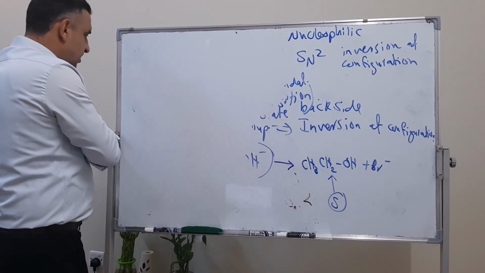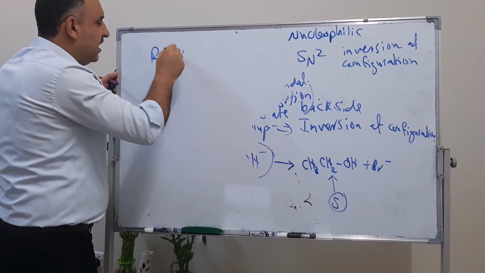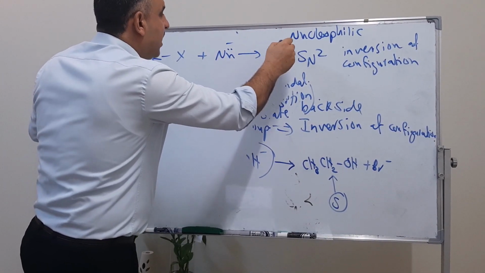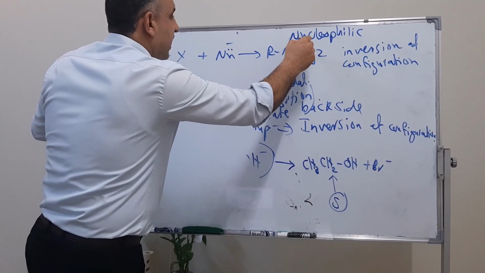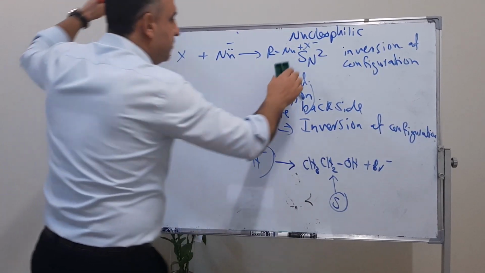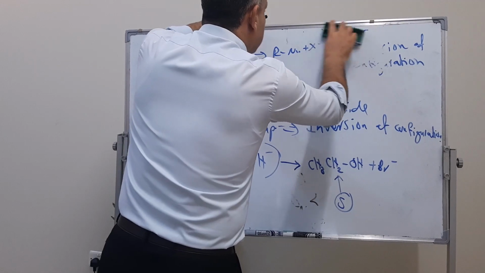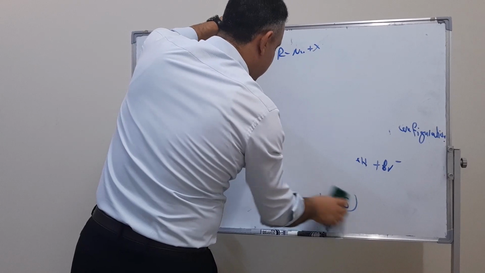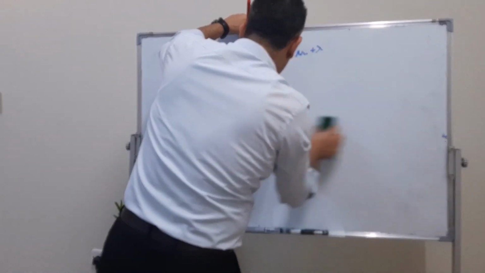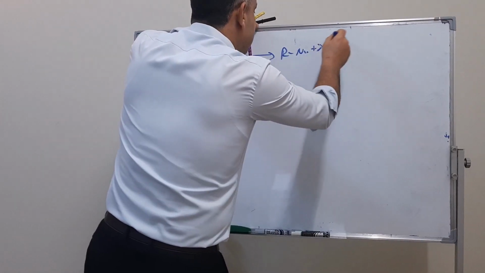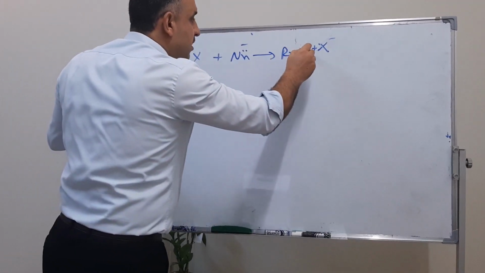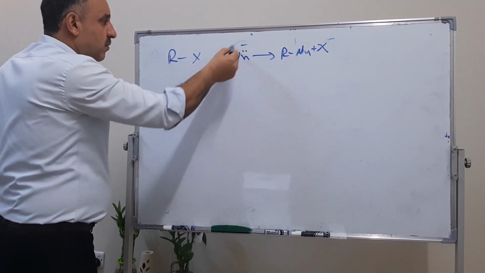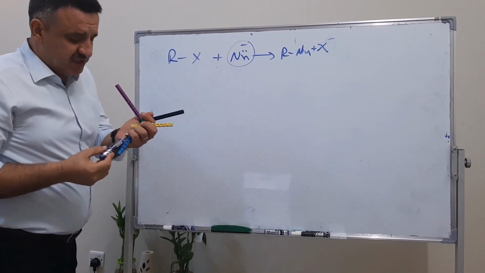Any alkyl halide, when we allow it to react with a nucleophile, the reaction will go to R-nucleophile plus X minus. That's most likely the case. You follow me? Slowly we will come to restrictions and limitations, but we don't want to discuss any limitations or restrictions now. We will just assume that any nucleophile, when it reacts with an alkyl halide, will proceed this way.